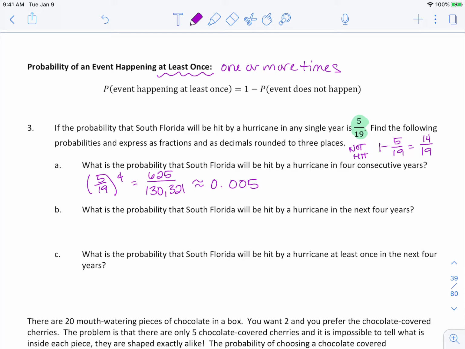I would like you to try B. This one should say, what's the probability that South Florida will not, very important word missing, will not be hit by a hurricane in the next 4 years? Please do this one.